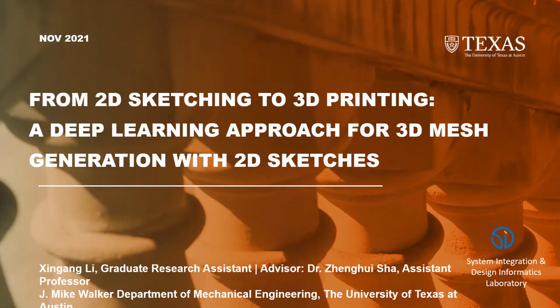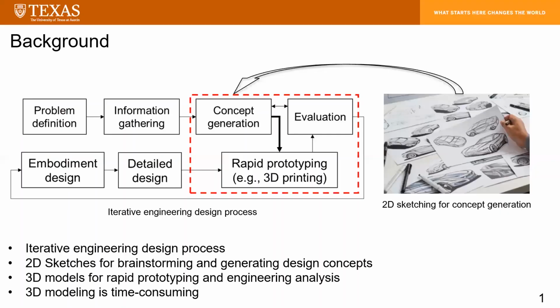So today my topic is related to one of our recent research, and it is from 2D sketching to 3D printing: a deep learning approach for 3D mesh generation with 2D sketches. Today my topic might shift your focus from the manufacturing to the design part. Our research started from the observation of a typical engineering design process, which could be very iterative, especially in the very early stages.